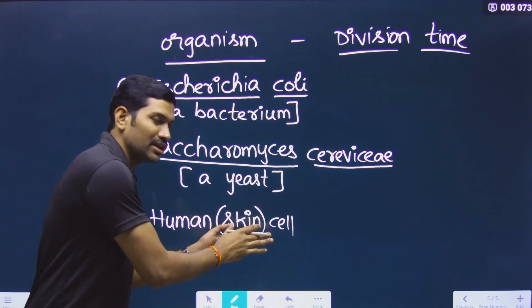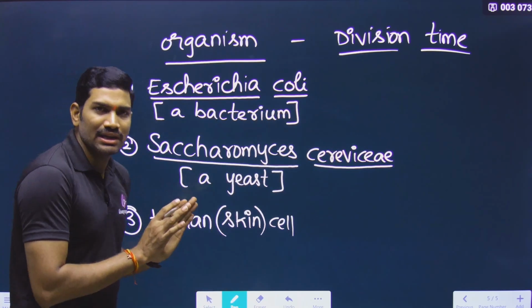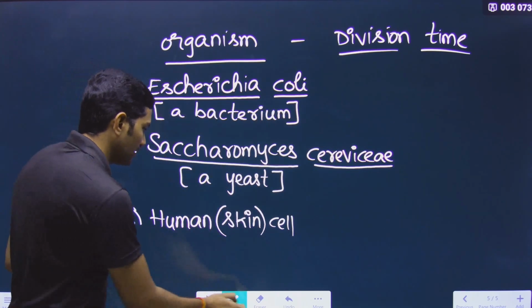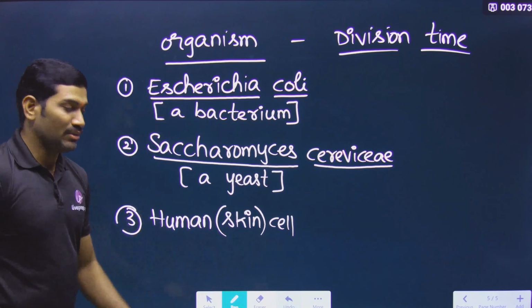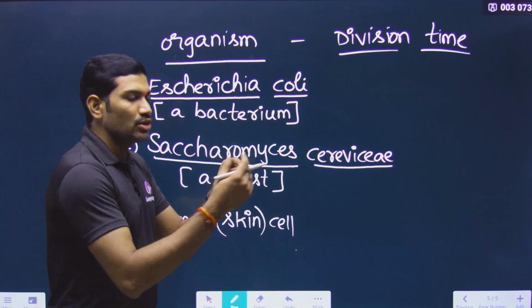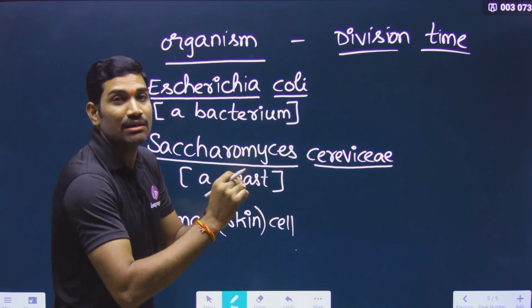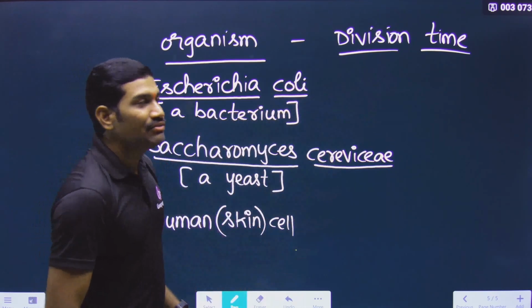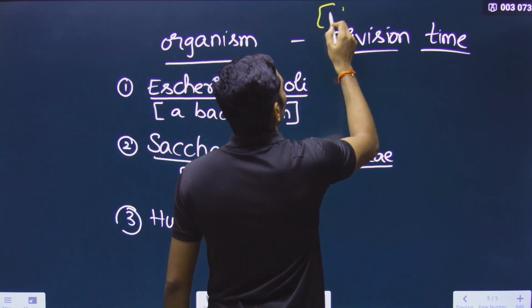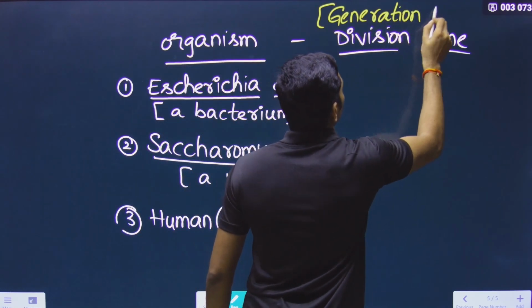Anyhow, regarding this particular point, in the cell cycle cell division chapter we will discuss more. So simply here we are writing human skin cell. Fine. Now let us go with the timings. What are the timings for this? That means from one cell, 2 cells should be developed. So for this particular division, what is the time it requires? That is called division time, and you can also call it generation time.